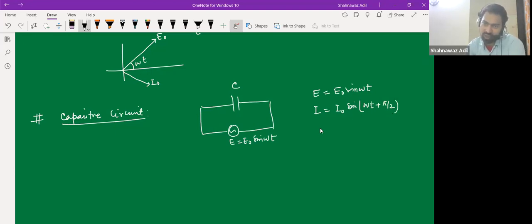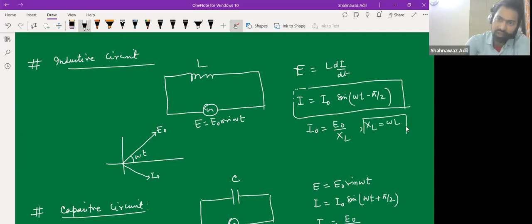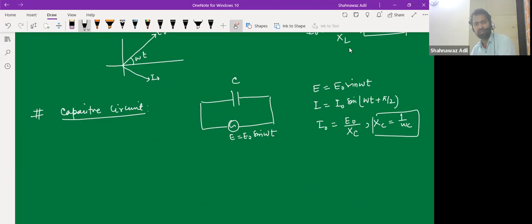One thing I forgot to write: here, I naught was E naught by 1 by omega C, or this is XC. And in the inductive case, I naught is E naught by XL, where XL is omega L. And in here, XC is 1 by omega C. So this XC and XL act like a resistance, so they oppose the motion of current.